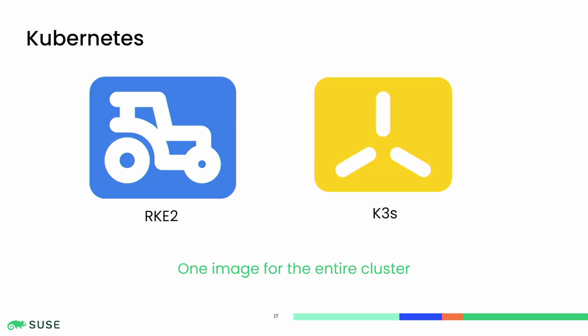Kubernetes. Well, when it comes to Kubernetes, we obviously support the distributions that SUSE and Rancher are creating, updating, and supporting, namely RKE2 and K3s. Again, highlighted in green, one image for the entire cluster. We are able to define all the different nodes that the image will be provisioned on. In the definition file, we are able to tell them which will be server, which will be agent, which will be the initializer node for the cluster.